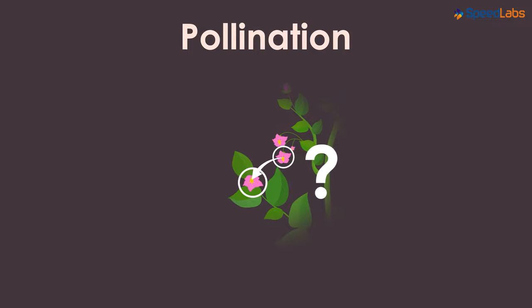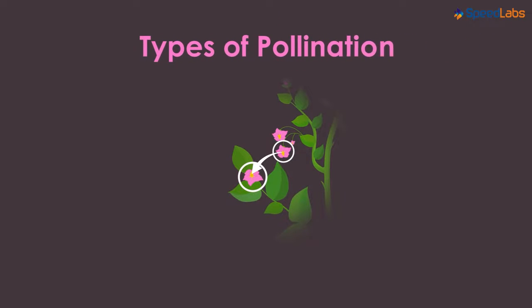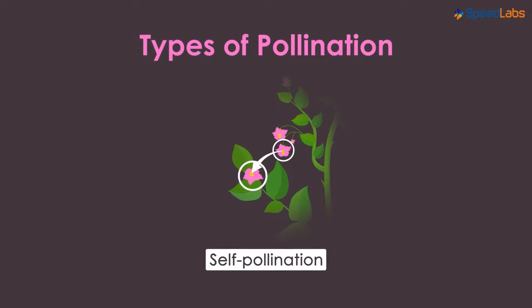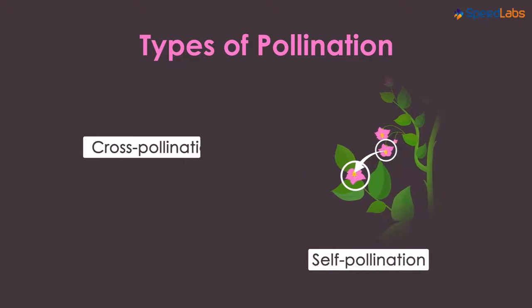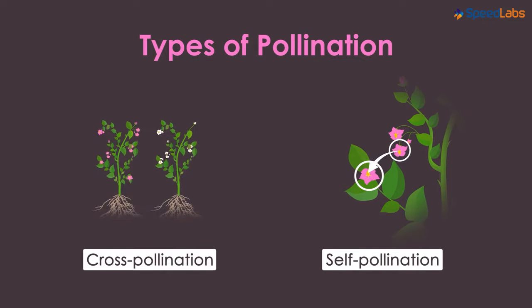That question leads us to the types of pollination. The type in which pollination occurs between flowers born on the same plant is called as self-pollination. So what will the next type be? The other type of pollination is called cross-pollination, where the pollens travel from the anther to the stigma of a different flower on another plant.